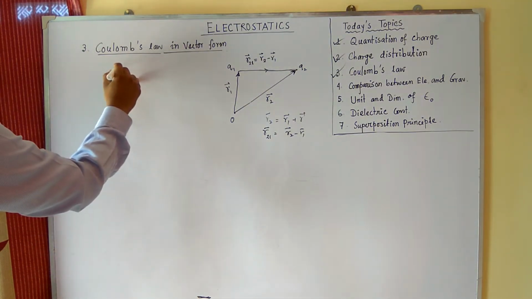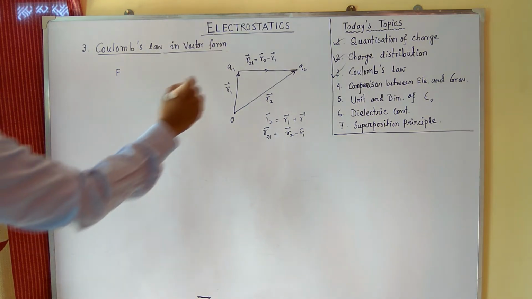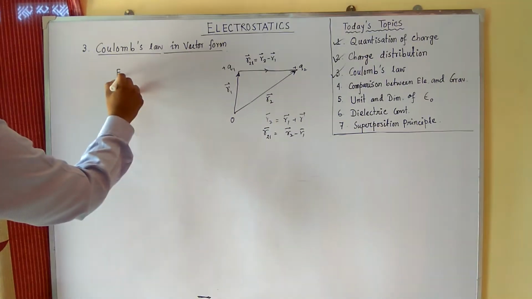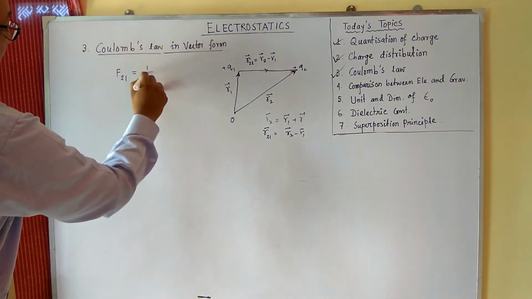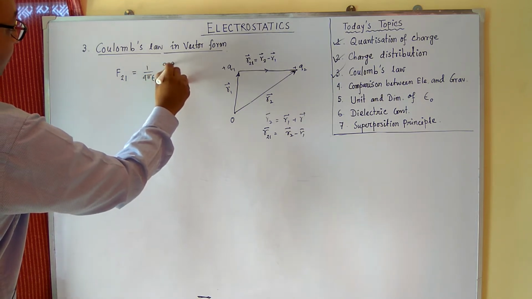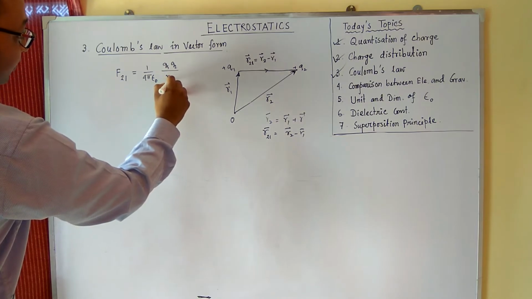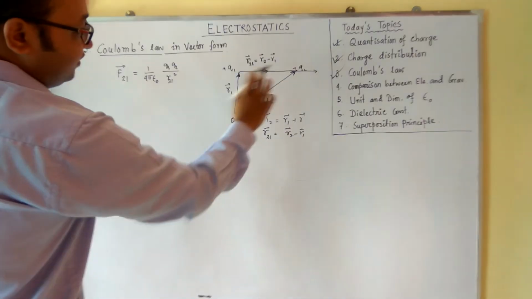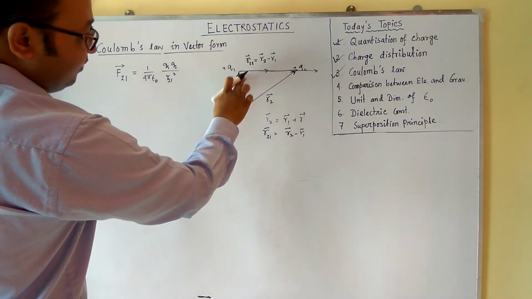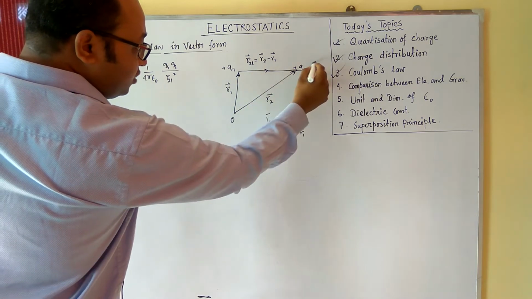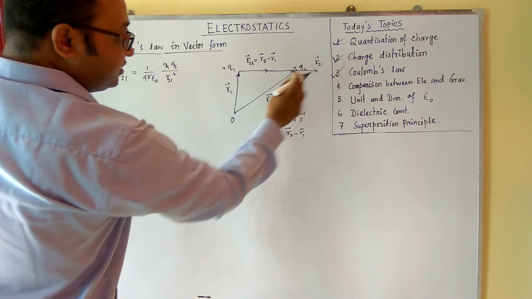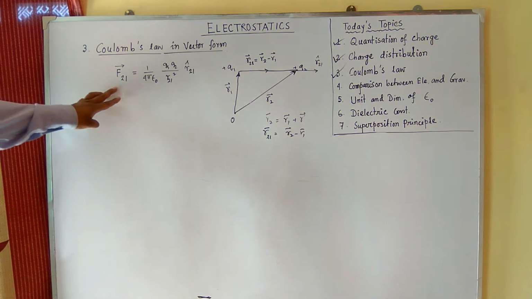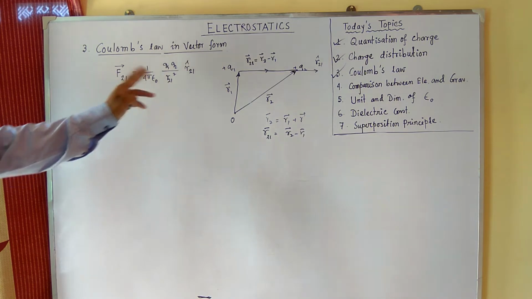From Coulomb's law, taking both charges as positive, the force on q2 due to the charge q1 is F21 equals 1 by 4 pi epsilon naught, q1 q2 divided by r21 square. The direction of the force will be in this direction, because the force on q2 due to the charge q1 will be repulsive. The direction of the force is along r21, so it is defined by a unit vector along this direction, r21 cap. This is how the force on q2 due to the charge q1 can be written.